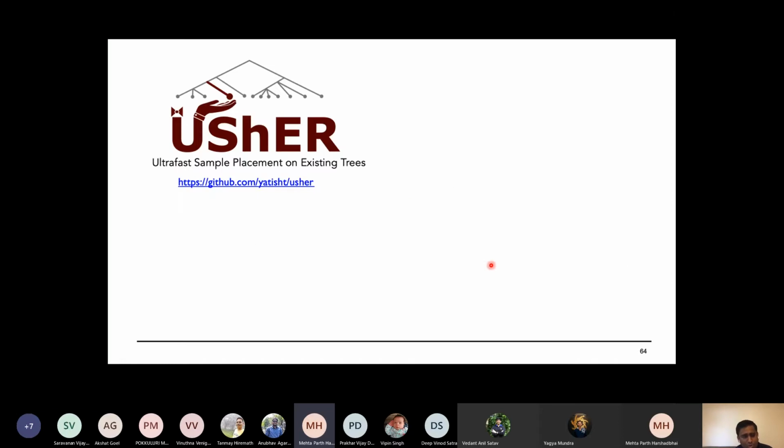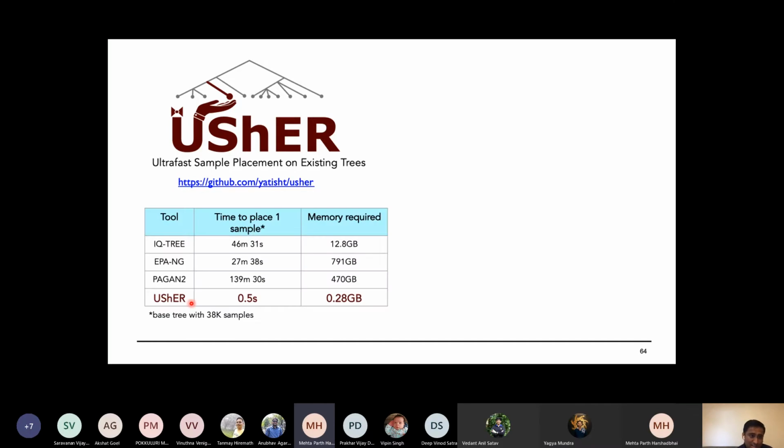So what we did in our work at UC Santa Cruz is develop this tool called Usher, which stands for ultra fast sample placement on existing trees. And as you can see, Usher is way faster. It can do in half a second what takes several tens of minutes. And by the way, this is a completely software implementation. There's no hardware acceleration involved here, but you might ask, how is this even related? I actually used a lot of computer architecture concepts to accelerate this. For example, how to use cache efficiently and so on. But as you can see, this is really, really fast.